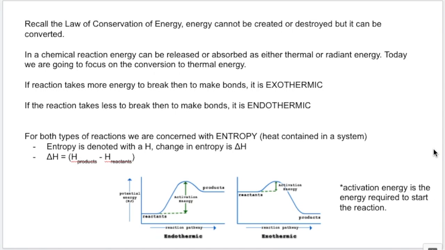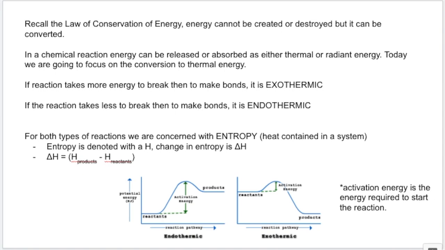There are two separate things when we're considering the law of conservation of energy. There's the system, which is the substances that we're mixing together, and then there's the surroundings. We're going to be looking at how entropy is changing, which is denoted with a delta H. For the change in entropy, we have the products minus the reactants.